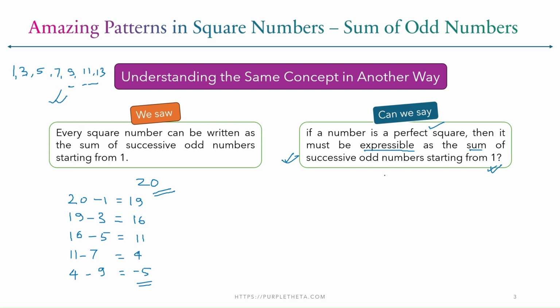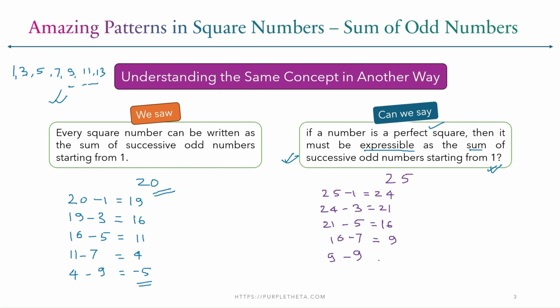Let us try another example, say 25, and again let us subtract successive odd numbers starting from 1. 25 minus 1 is equal to 24, right? And from 24 I will subtract next odd number, that is 3. This is equal to 21. Again from 21 I will subtract 5, that is the next odd number. This is 16. From 16 I will subtract 7. This is equal to 9. From 9 I will subtract next odd number, that is 9.